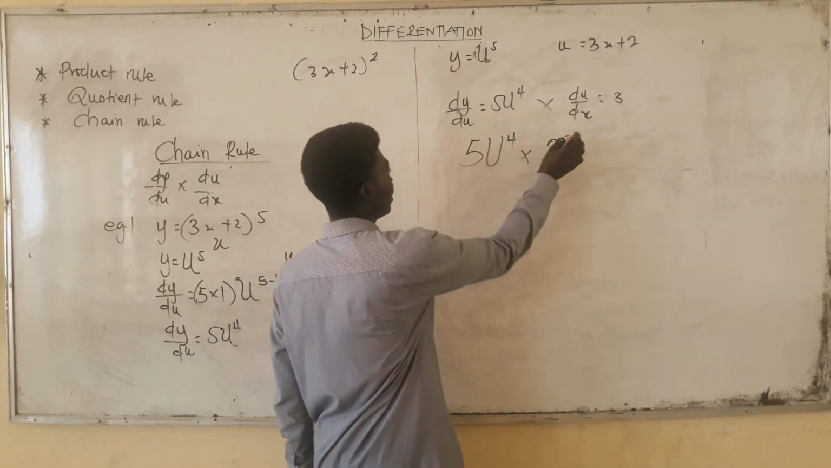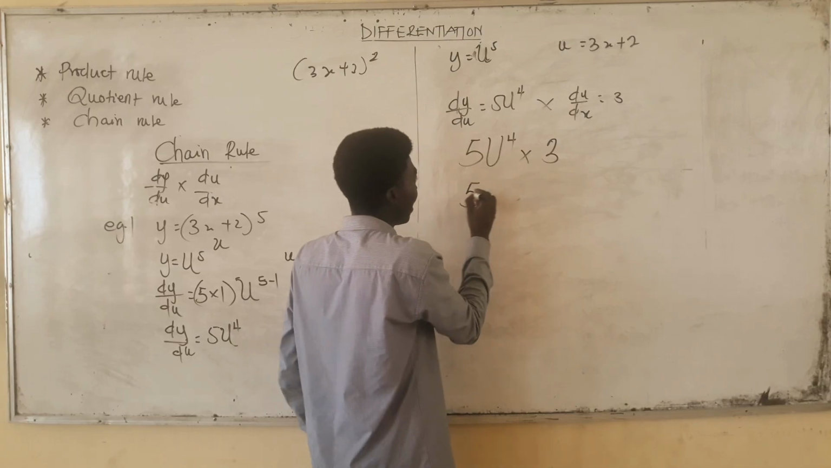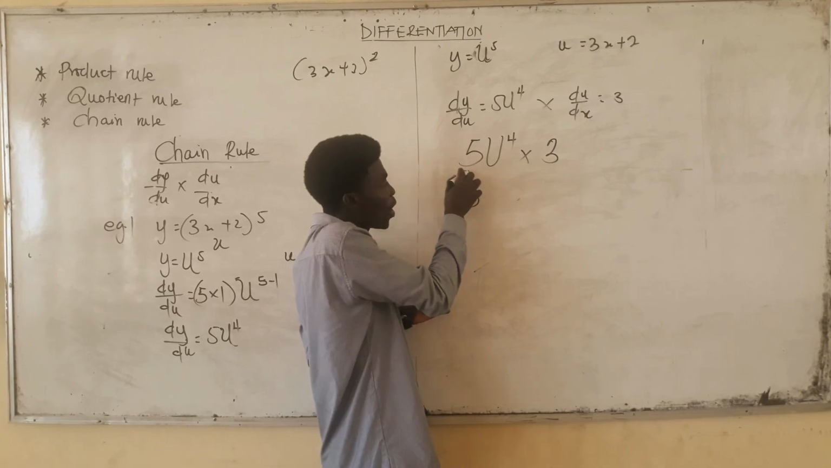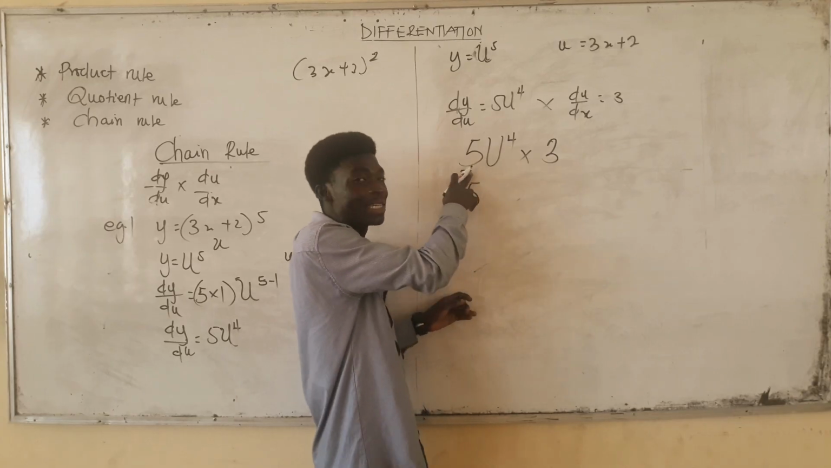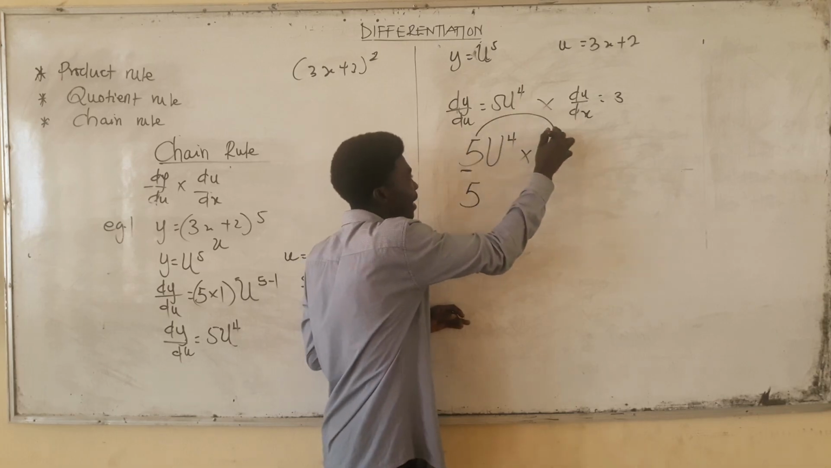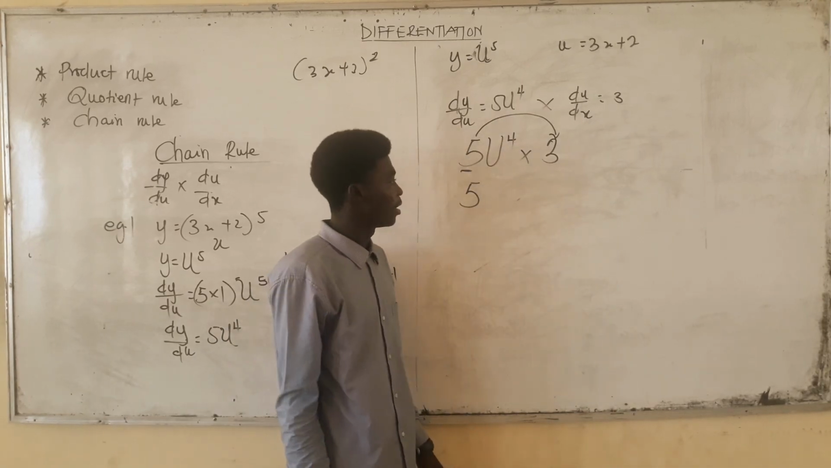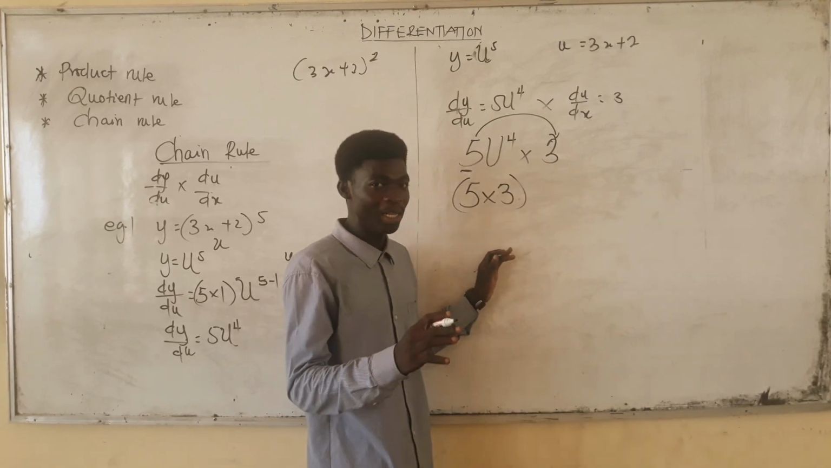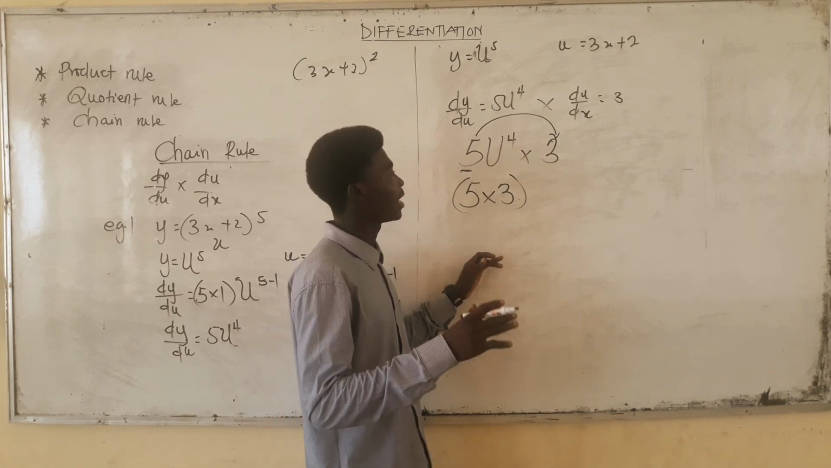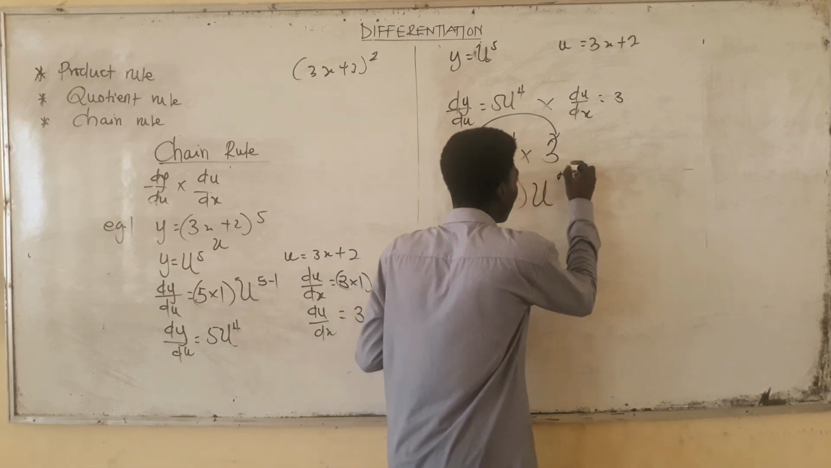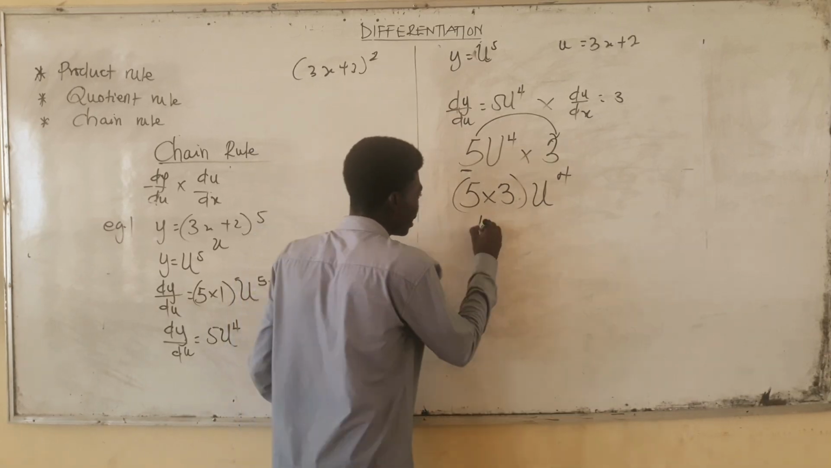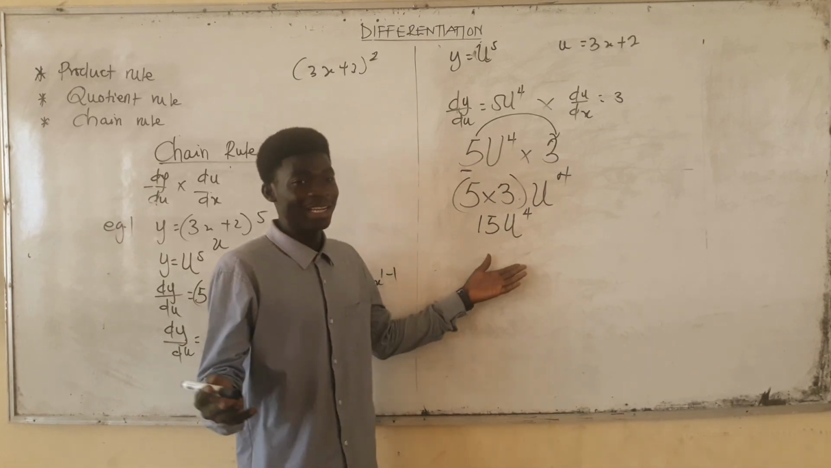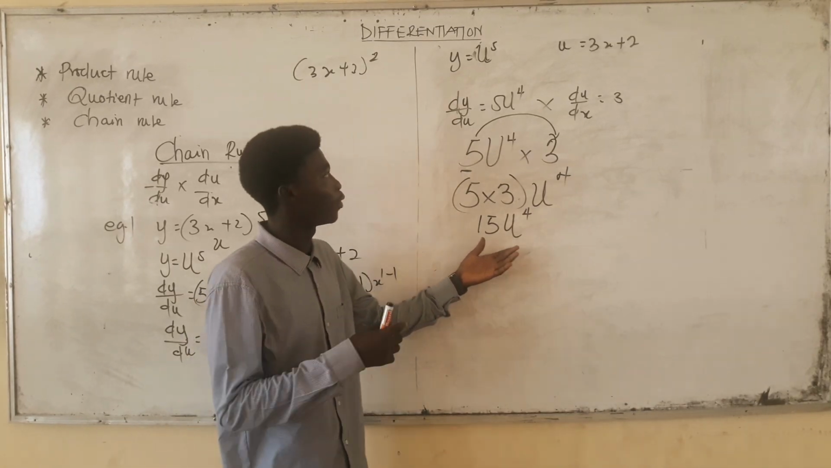So if you multiply this and this, you have 5. In this case, you are going to multiply the coefficient of the u, which is 5, by this. So 5 multiplying 3. Please take note of this and follow me. Okay, and then we bring our u raised to the power 4. And in this case, we are getting 15u raised to the power 4. And that is the solution, the final answer for the question here.